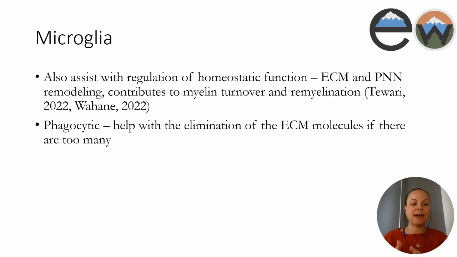Okay, now to the microglia. So astrocytes are really about communication, mediator response, and relaying messages, right? Microglia also assist with regulation of that homeostatic function, the extracellular matrix and the perineural network remodeling. It contributes to myelin turnover and remyelination. They are phagocytic, so they eat things, right? They help with elimination of those extracellular matrix molecules if there are too many. I like to think of them as the cleanup crew. They come in and help clean up what the astrocytes have been pushing out there.